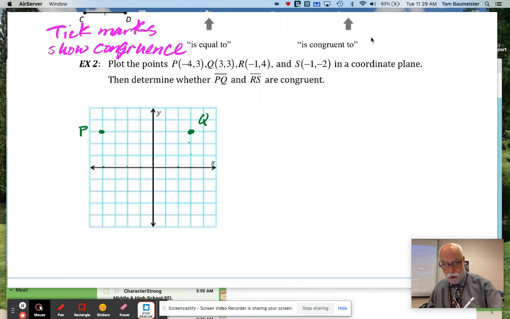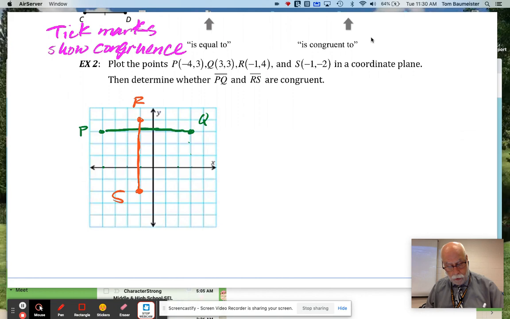My next one is R at -1 and up 4, 1, 2, 3, 4. And that is our R. And then our S is -1 and -2. And there's our S. So again, what they want us to do is determine if they are congruent. If they are congruent, then we know that that length there has to be the same as this length here.